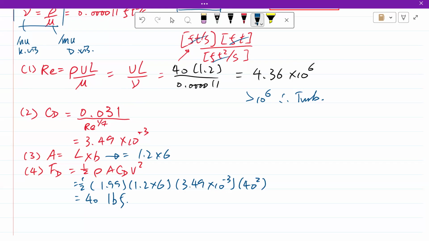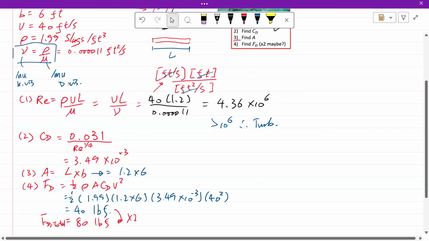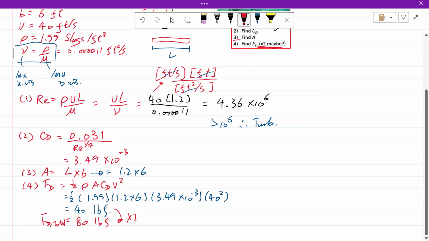Not quite. Funny enough, when I did this, I finished it and double checked the solution, and the solution is actually 80-pound force in total. I made the rookie mistake of forgetting to multiply it by 2, right?